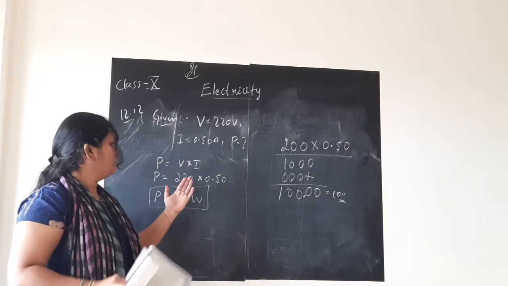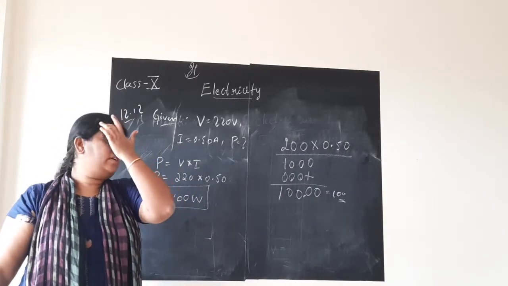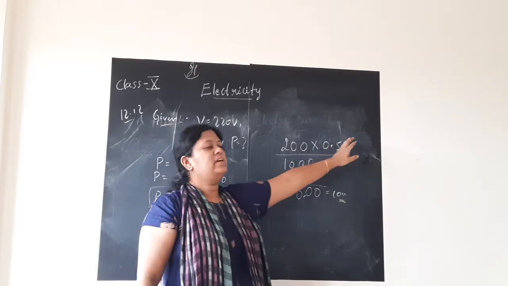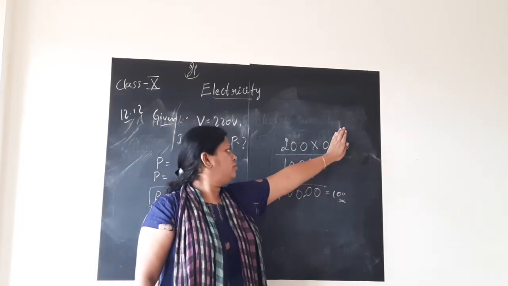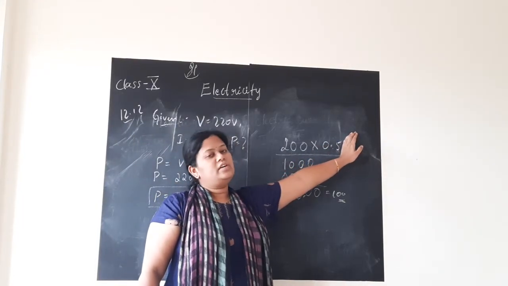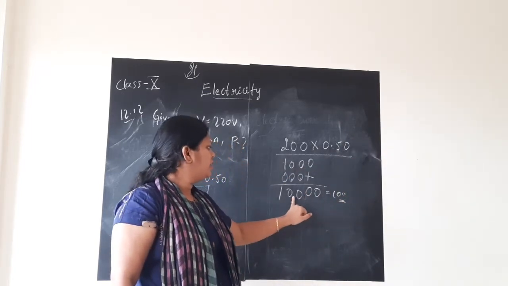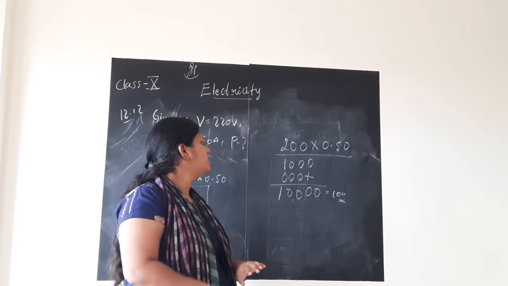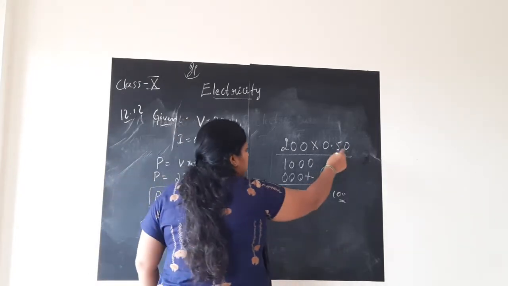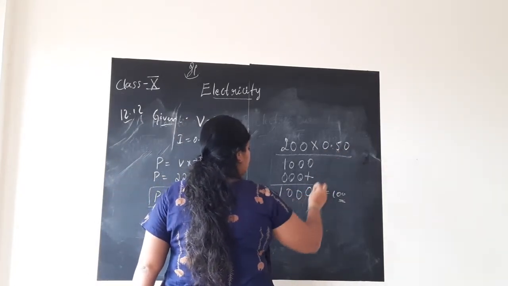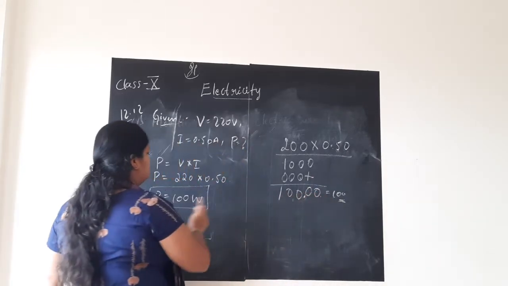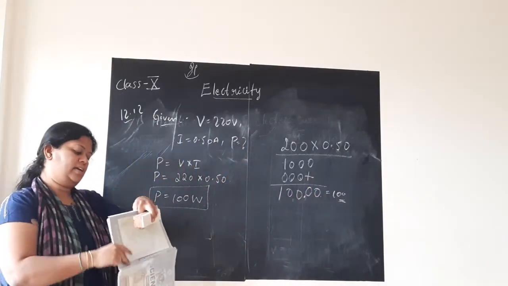But don't get tense looking at 200 into 0.50 that I need to do. If at all you have 0 in the end like that in the multiplication, children, you need not multiply that at all. Start from the next number. But don't forget to add 0 here. What if you forget? It will become 10 watt, which is wrong. So 2 digits are there after the decimal point. If I count 2 digits from this side, 100 watts. That is what they have done here.